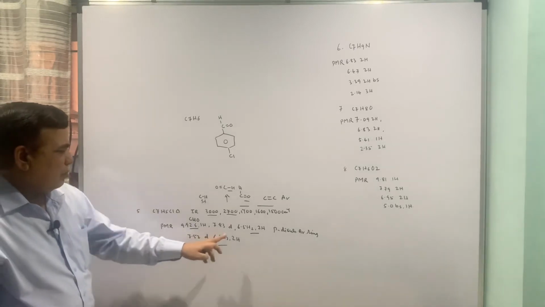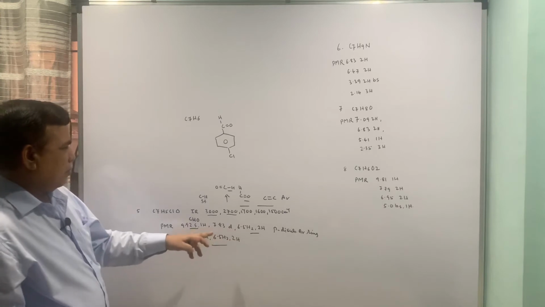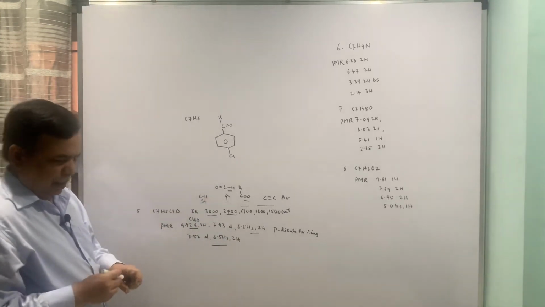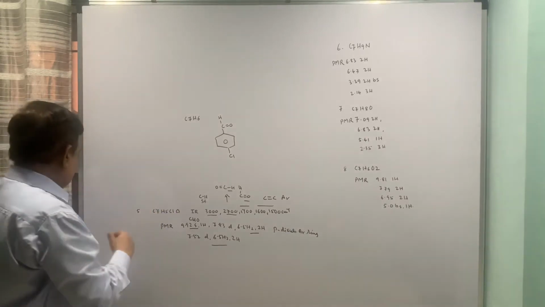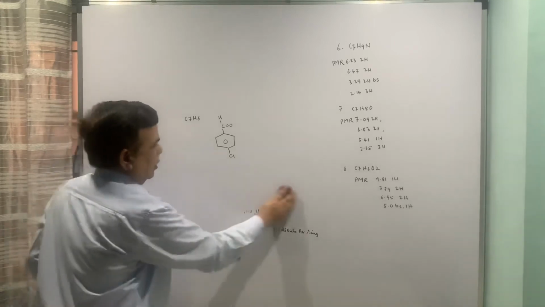So 6.5 is probably this, 7.5 is with the aldehyde, and the aldehydic proton is also explained. So that is the structure.